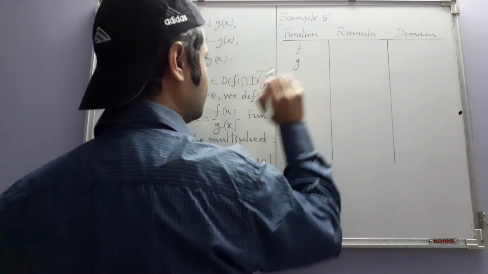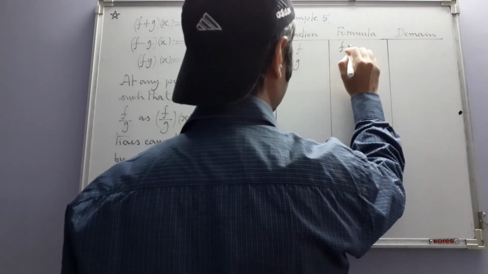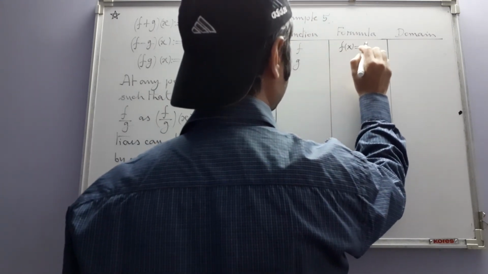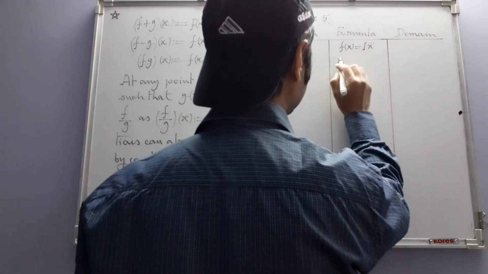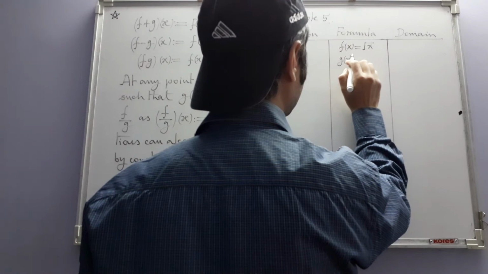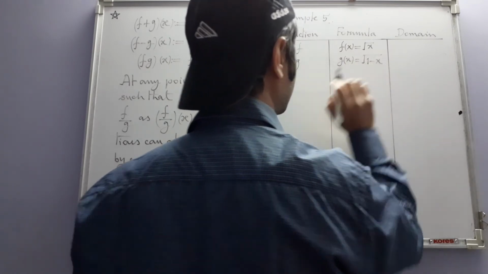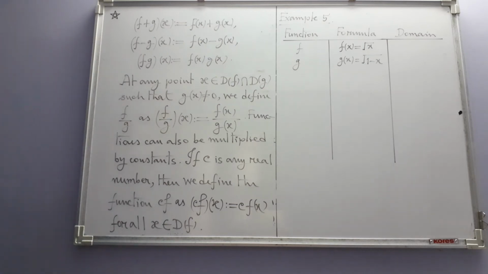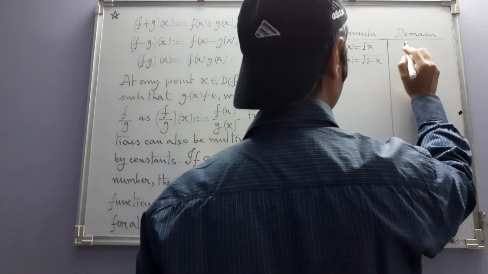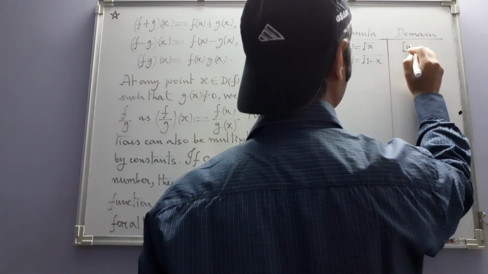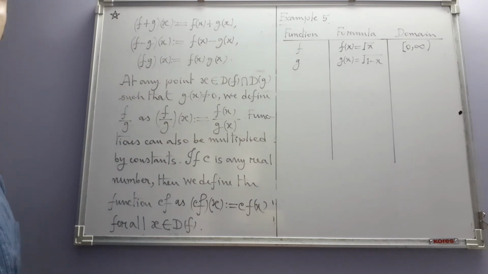Suppose we have f and g. The formula for f is f of x is square root of x, and g of x is square root of 1 minus x. Since we have square root, here the domain is the set of all non-negative real numbers.